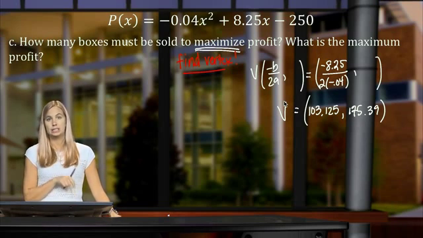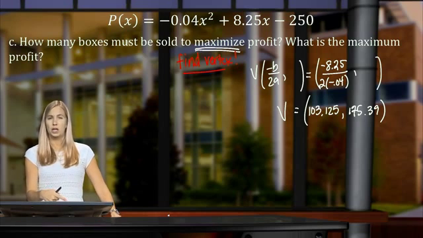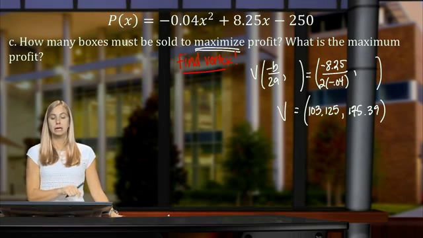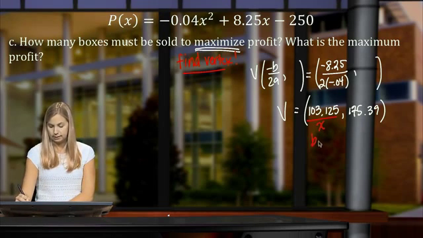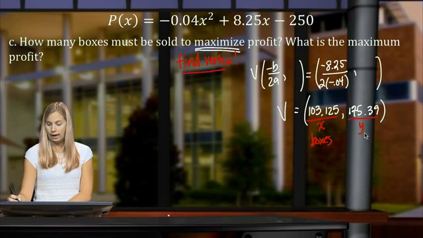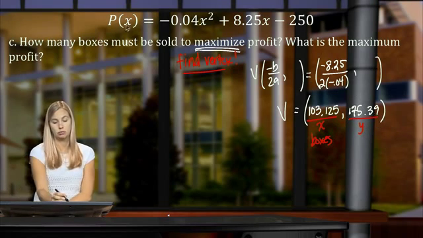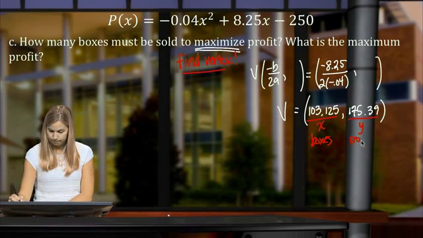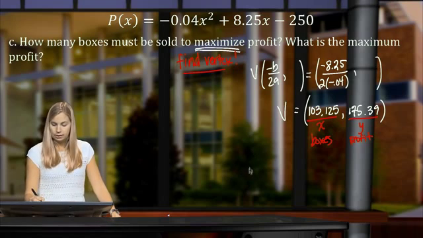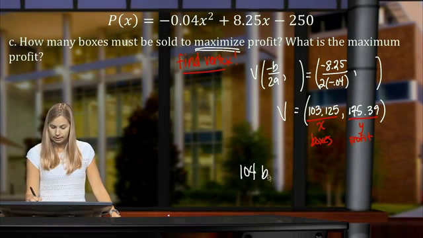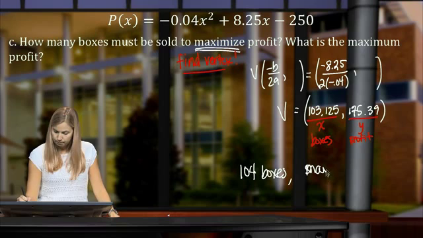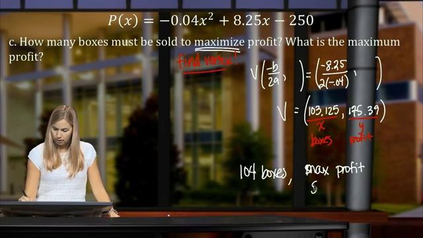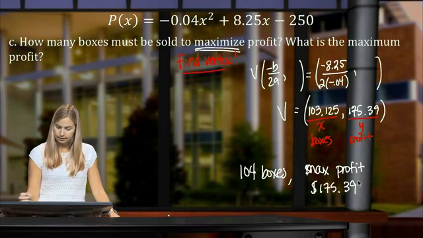Again, if I look back at my question, it's not asking us to find the vertex. Because it wants us to maximize something, that's what's telling us to find the vertex. The first question is asking how many boxes must be sold to maximize profit. Well, we know that our x represents boxes. And now our y, because we were using a different function, is representing the maximum profit. So our answer, we need to sell 104 boxes. And our maximum profit is going to be $175.39.